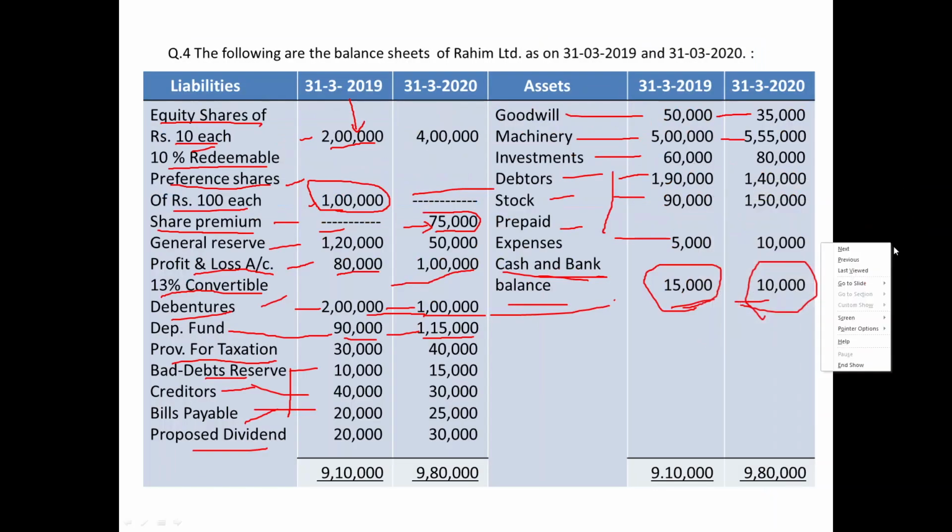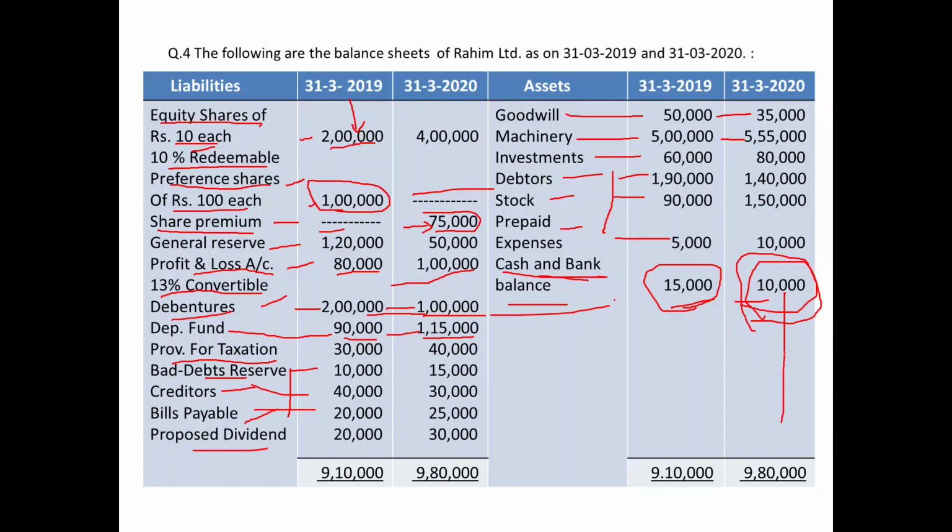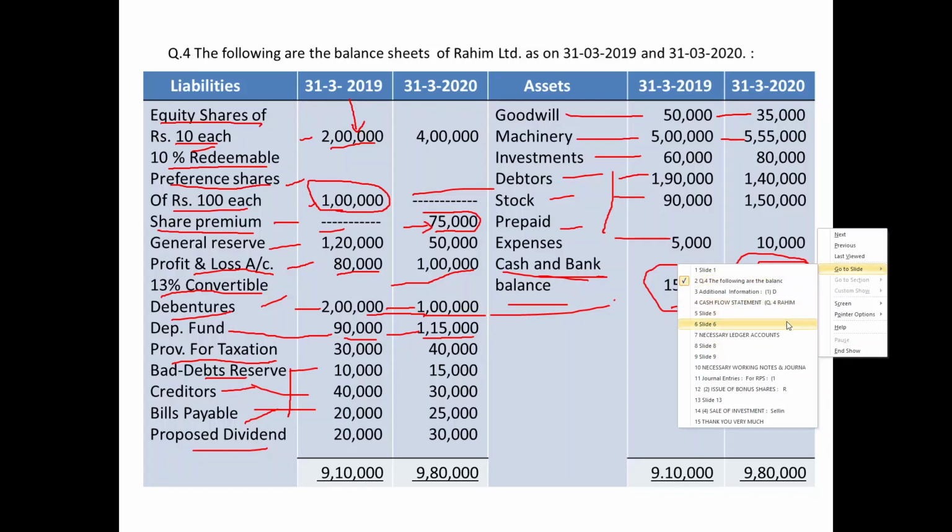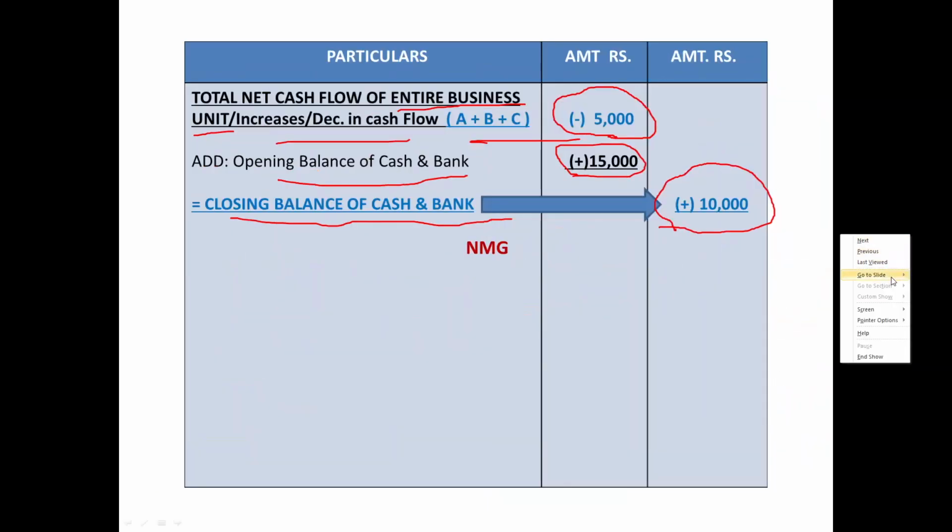We already saw in the balance sheet. Once again let us verify the closing balance of cash and bank. Yes, it is 10,000 given over here. So our answer, closing balance of cash and bank, gets tallied, confirmed, and it indicates a correct answer.